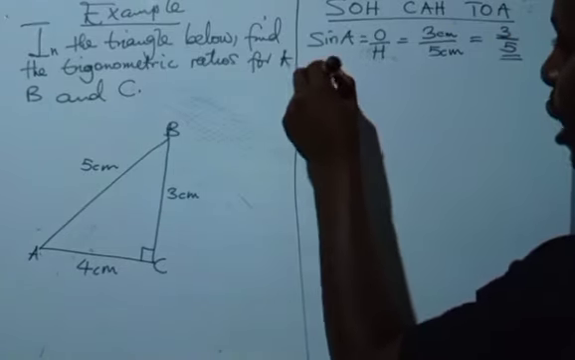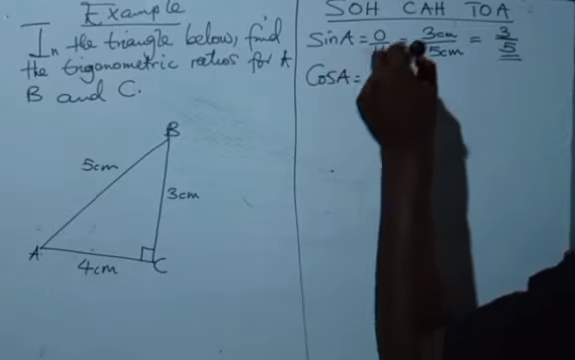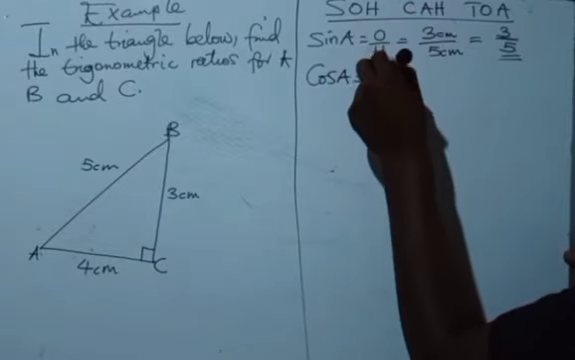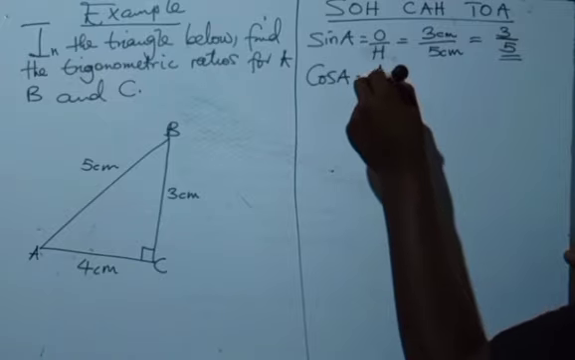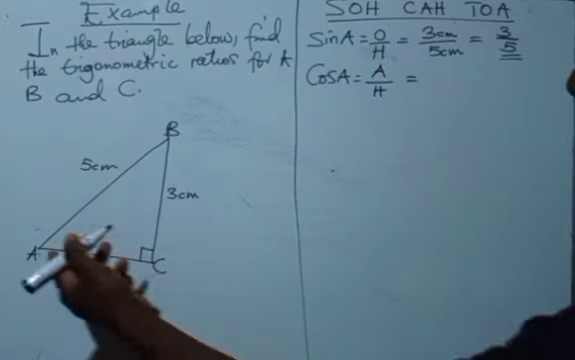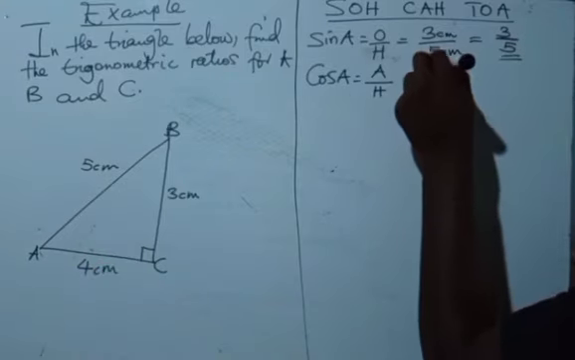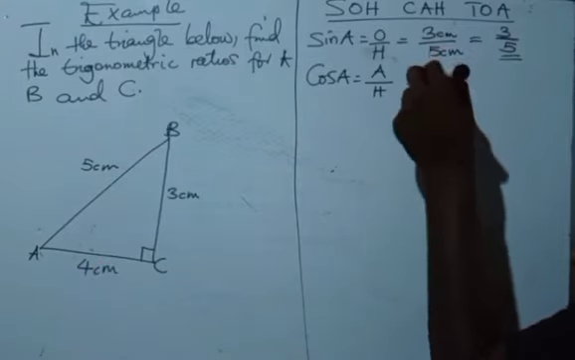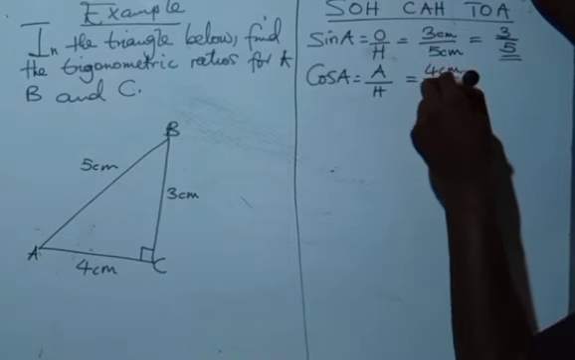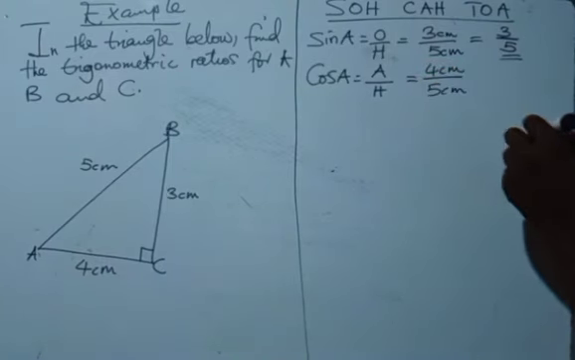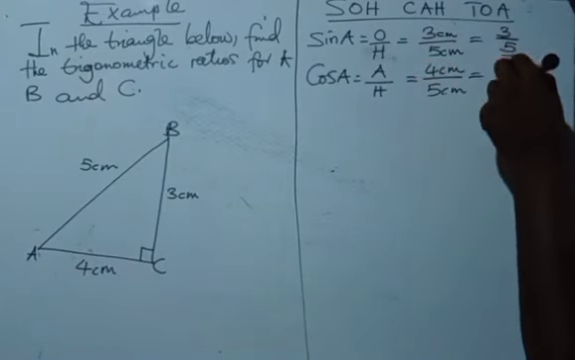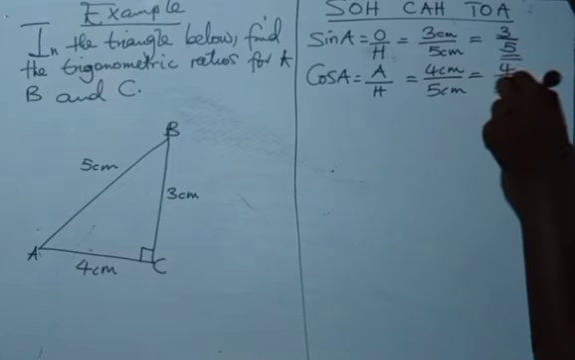We go to cos A. Cos A, we are told that it is adjacent over hypotenuse. What is the adjacent of A? The adjacent of A is 4. So it will be 4 centimeters over the hypotenuse of that triangle, 5 centimeters. So we are going to have 4 over 5.